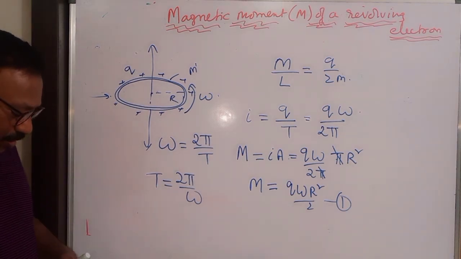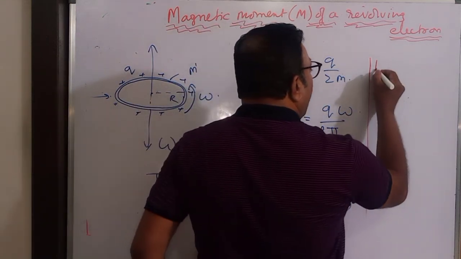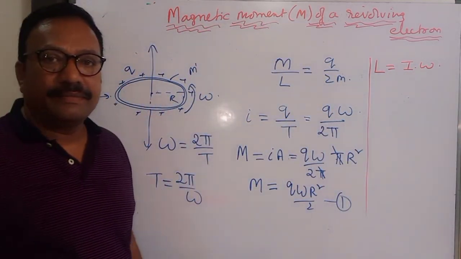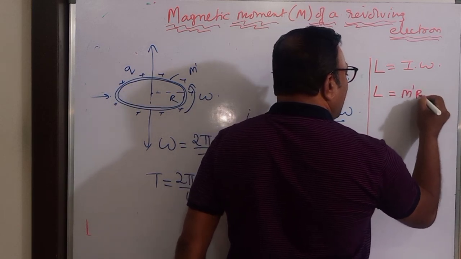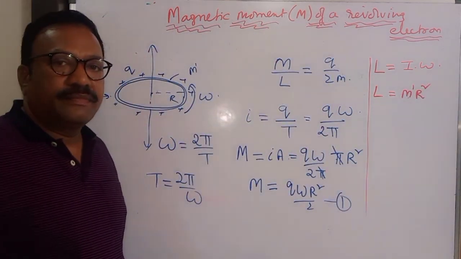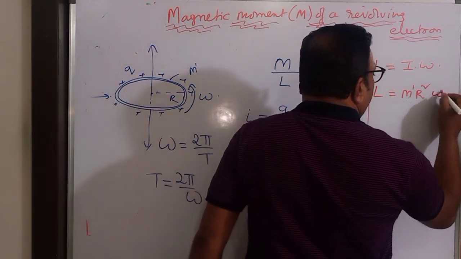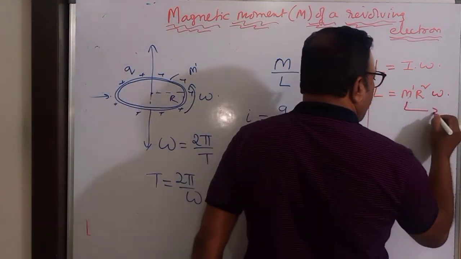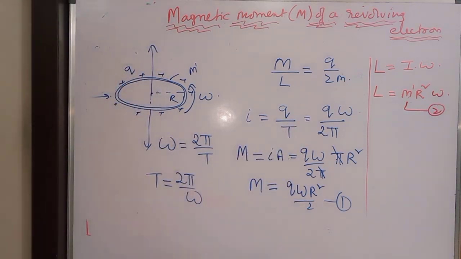Next, I will take the angular momentum. What is the angular momentum of the ring? The angular momentum is always given by moment of inertia into omega. For a ring, the moment of inertia is m dash r square, where m dash is the mass. So L is equal to m dash r square omega. This is equation 2. I want the ratio between M and L now.